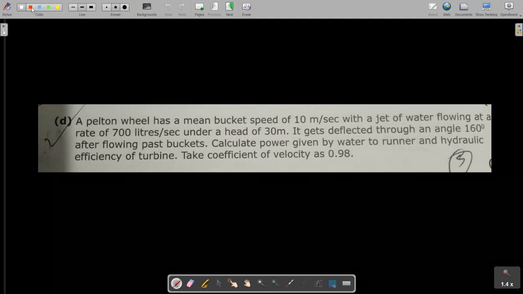Okay, so the question is, a Pelton wheel has a mean bucket speed of 10 meter per second with a jet of water flowing at a rate of 700 liter per second under the head of 30 meter. It is deflected through an angle of 160 degree after flowing past the buckets. We have to calculate the power given by the water to the runner and hydraulic efficiency of the turbine. Take the coefficient of the velocity, or you can say CV, as 0.98.